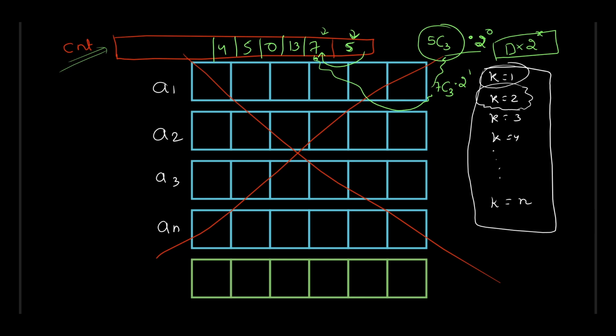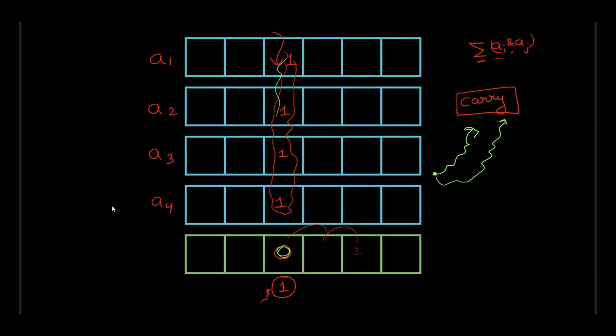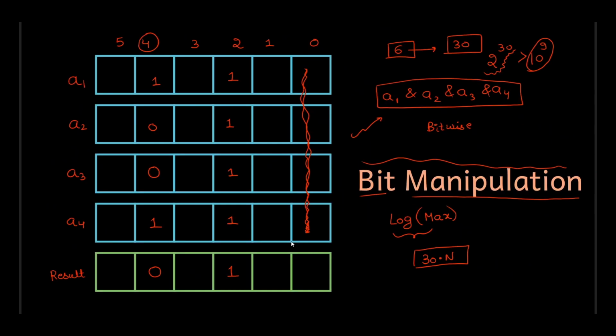So we have learned 3 important techniques so far. One is that in each problem that deals with bitwise manipulation, you can instead do the operations bit by bit, and the time complexity would be log of max, whatever the maximum value is, which in general is 30. So 30 times n will be the time complexity.